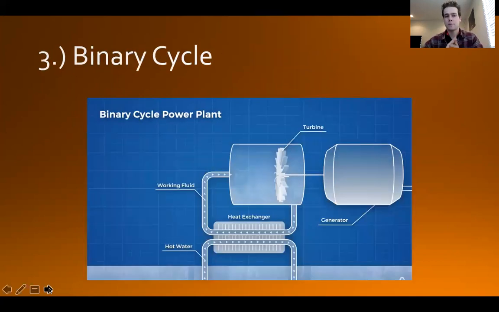And then the last type is a binary cycle, so it pulls hot water from the ground and runs it through a heat exchanger. And then another loop that is going through this heat exchanger contains a working fluid, which is essentially a fluid that has a lower boiling point than water. So a popular one is pentane, which has a boiling point of about 36 degrees Celsius, where water has a boiling point of about 100 degrees. So this allows this working fluid to boil, evaporate, and turn into a steam a lot easier or at a lower temperature than the water. So this type of power plant can be used in locations that don't have the shallow geothermal resources.